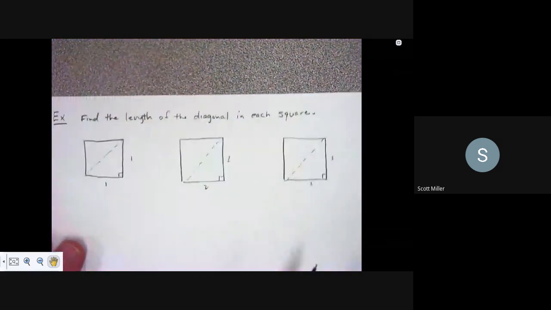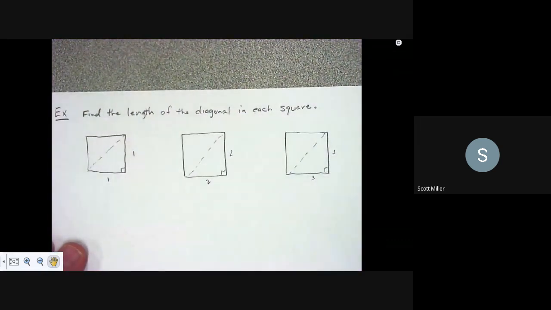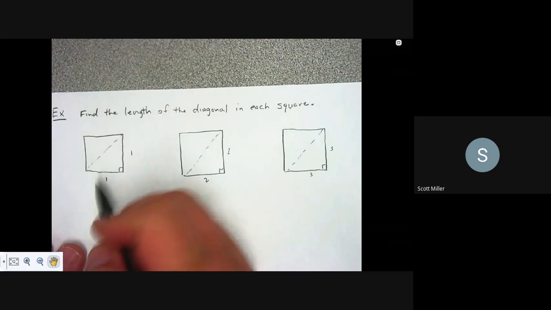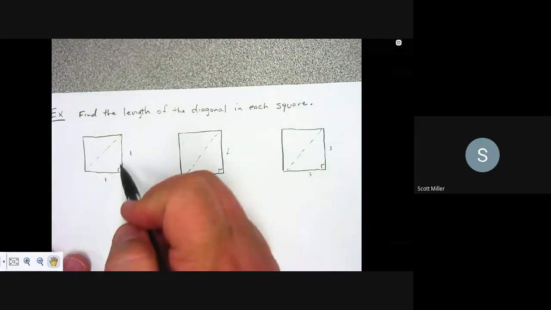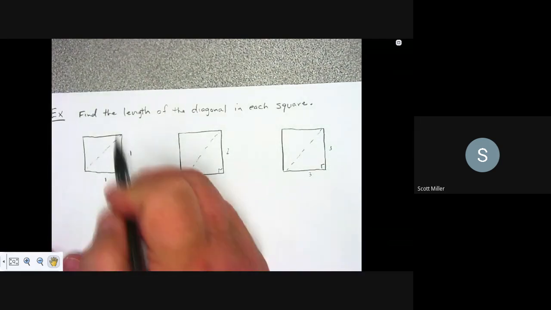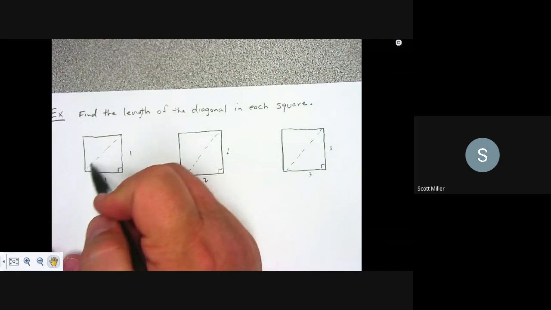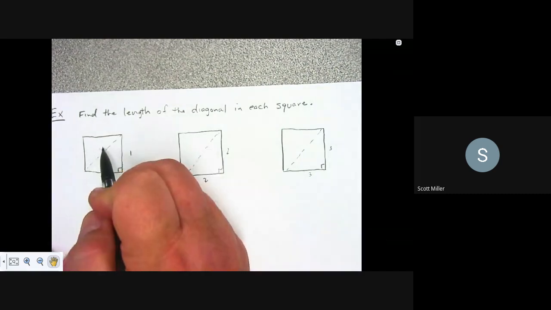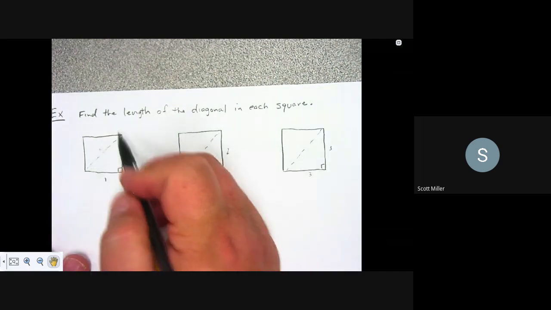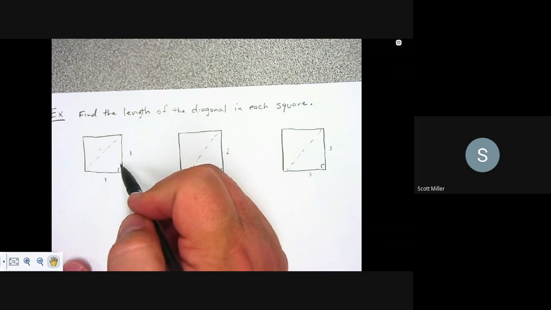So the next thing we want to do is a little exploration. And so here we go. We're going to start with this right here. We want to find the length of the diagonal of each of these squares. I have three squares here that we're going to look at. The first one has a side length of 1. And because this diagonal is the C side of a right triangle, I can use the Pythagorean theorem.